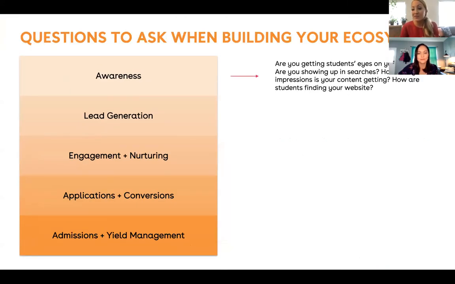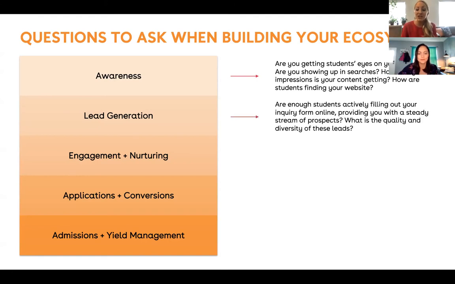For example, at the very top of the funnel here, you'll want to know if you're getting students' eyes on your content. Are you showing up in places and on websites where students are searching? How many impressions is your content getting? And are you even currently measuring this? How are students finding your website?